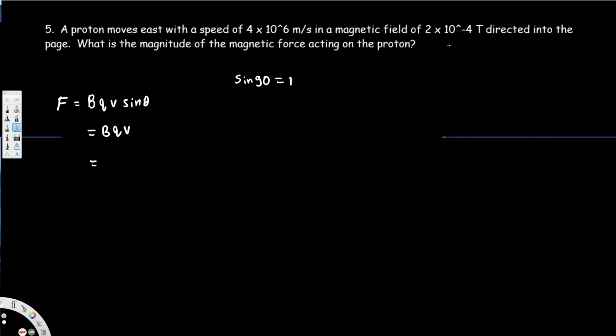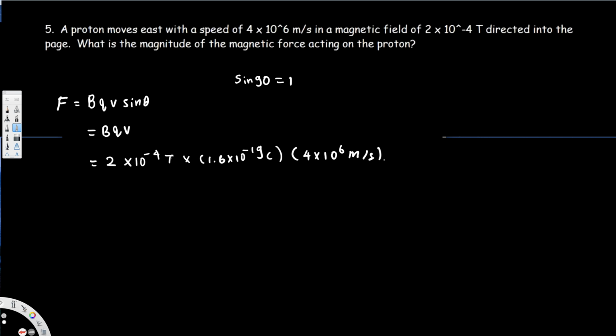So here we have the magnetic field that's provided, 2 times 10 to the power of minus 4 Tesla, times the charge of the proton. That's something you have to know. The charge of the proton is 1.6 times 10 to the power of minus 19 coulomb, right? And then velocity that's provided, 4 times 10 to the power of 6 meters per second. And if you calculate this one, that's going to give you the force, right?